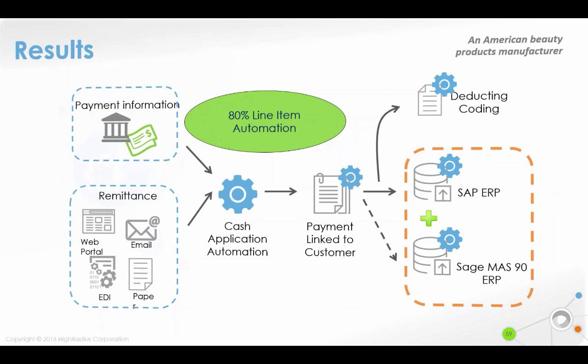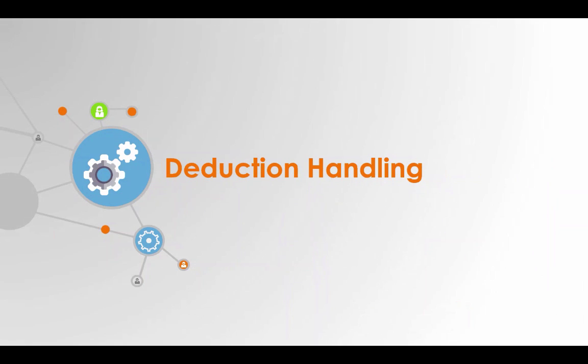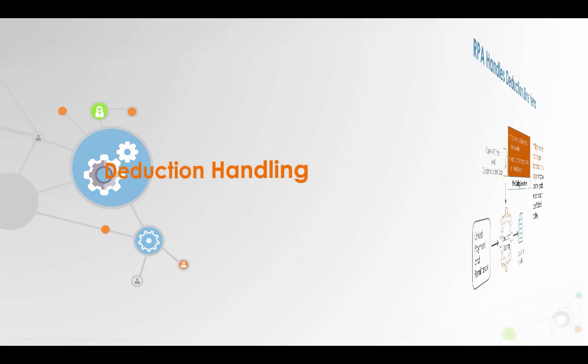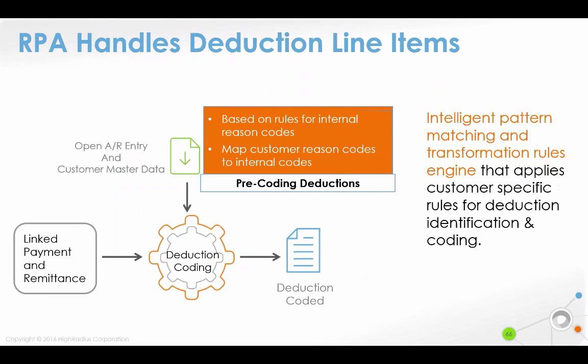So let's take a closer look at deduction handling, and how RPA is able to handle deductions and the coding of deductions. It may not surprise you that I'm going to say, yes, it does. RPA does handle deduction line items. So what the RPA does is, again, it uses this intelligent pattern matching, and it uses a transformation rules engine to be able to understand. It can apply customer-specific rules.